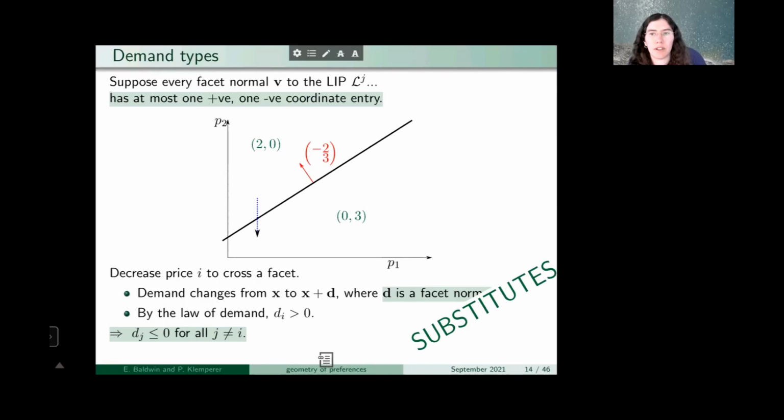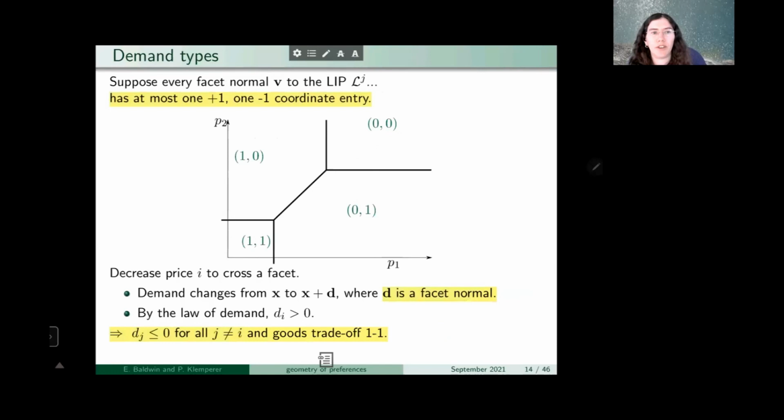Okay, so that's the first one. Let's restrict that further. Let's say that we have at most one plus one and at most one minus one coordinate entry. So it's a refinement on the previous condition. It's got to be ones and minus ones.